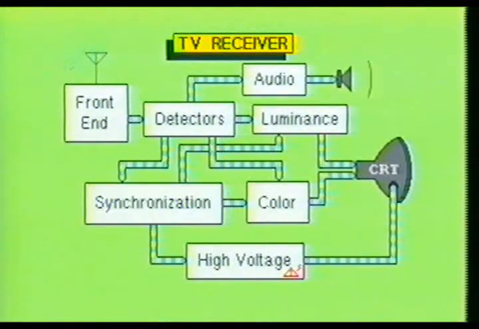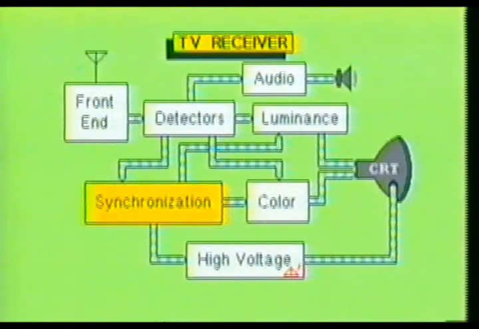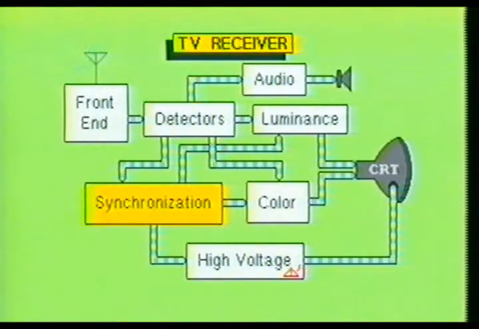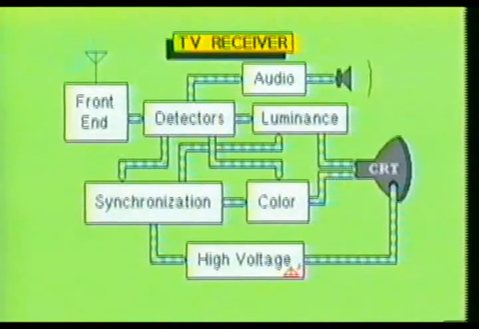The synchronization section is responsible for the proper timing of the horizontal and vertical deflection circuits in the television receiver. The vertical deflection circuitry will operate at 59.94 Hz. The horizontal deflection circuitry will operate at 15,734 Hz.